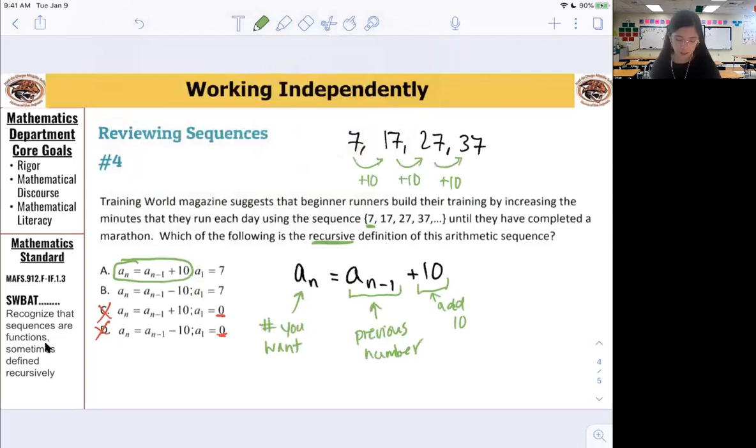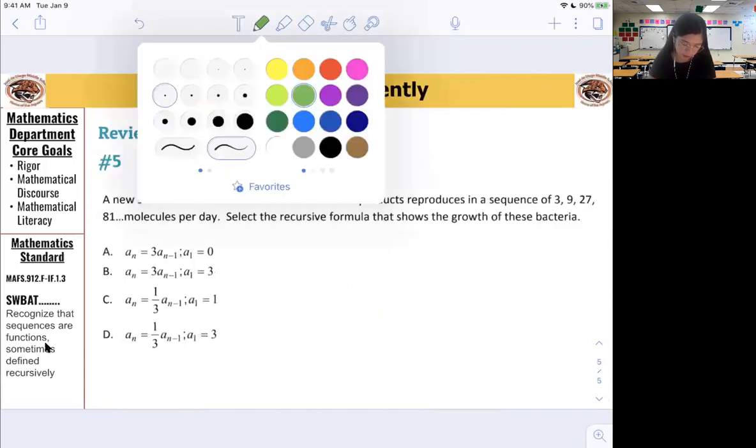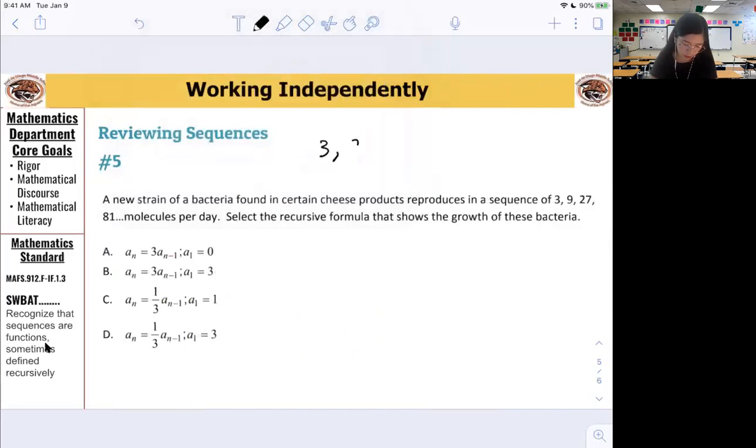Answer choice A is correct, whereas answer choice B was saying the opposite. Answer choice B was saying take whatever number came before and subtract 10 from it, which is not going to give us the right answer. So A is the correct answer for number 4. And then in number 5, we have a similar scenario. I have this sequence, 3, 9, 27, 81.